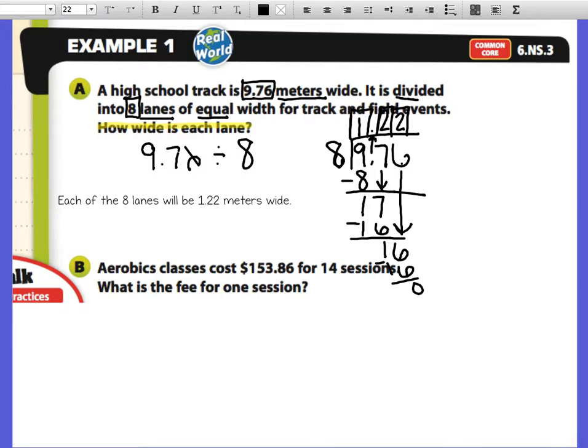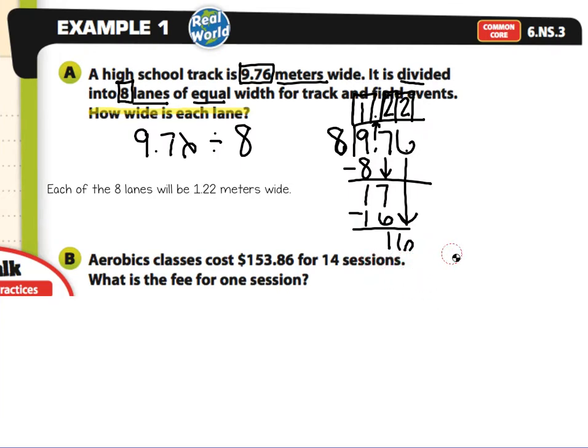All right, so let's try this again. I'm going to erase down here a little bit because I ran over my problem. So here I want to know what is the fee for one session. Aerobics classes cost $153.86 for 14 sessions. So if this is what it costs for all of these, I want to know what it costs for one session. So to figure that out, I'm going to use division.